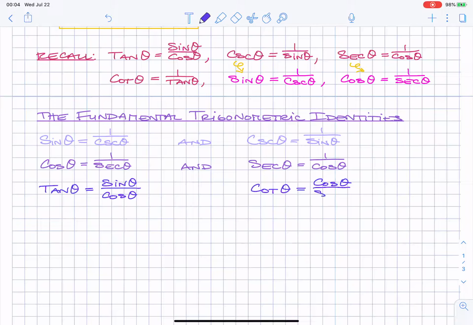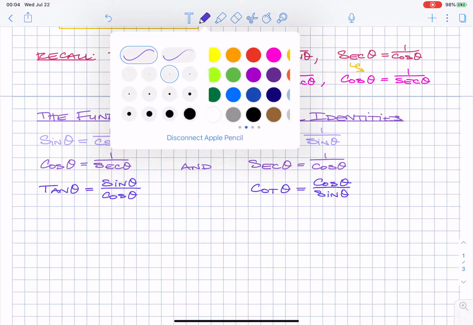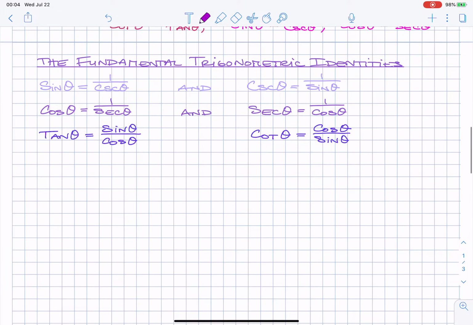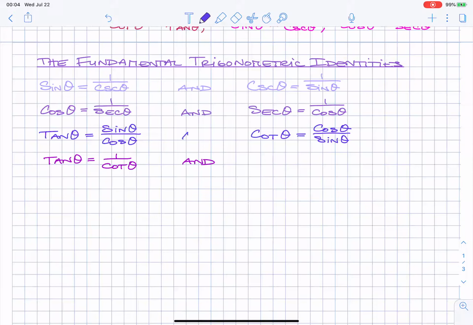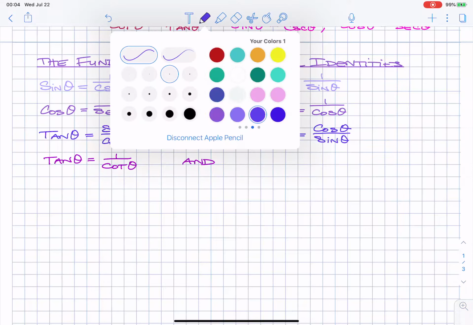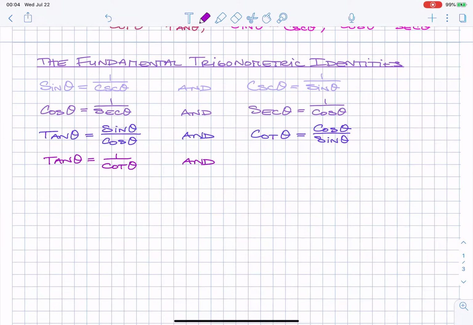But there's another way to look at tangent and cotangent, and it is as follows. We could say that tangent of theta is 1 over cotangent of theta, and vice versa. Oh, I forgot to put the "and" last time. So let me put the "and" in there, and cotangent of theta can be thought of as 1 over, or the reciprocal to, tangent of theta.